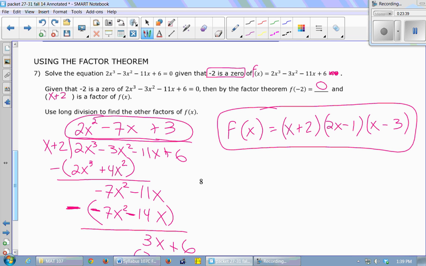Division to factor the factor, not unless you have another 0. If I started out knowing that x minus 3 was a factor, I could take the result and divide by x minus 3, and I'd get the 2x minus 1. But you would need to know one of the factors for division to be helpful.